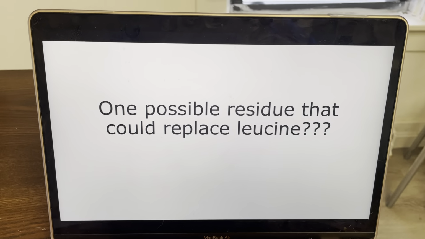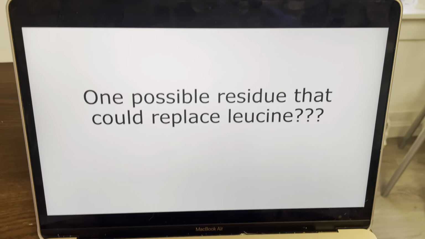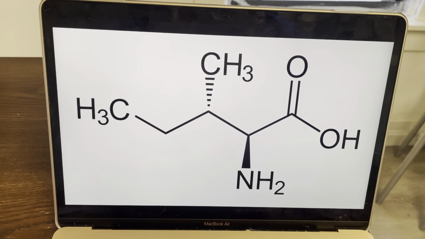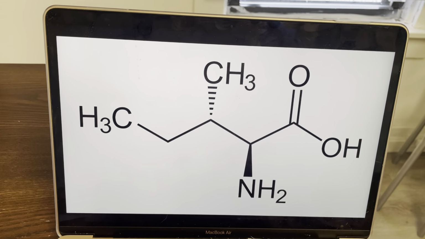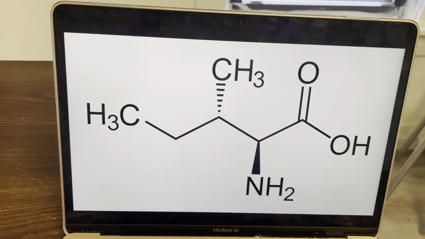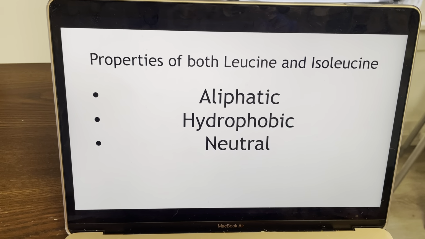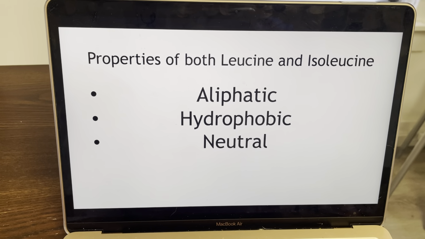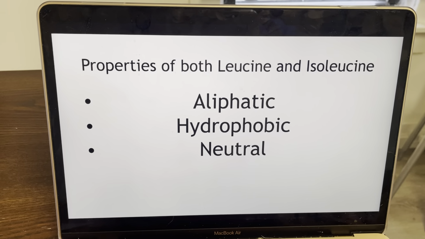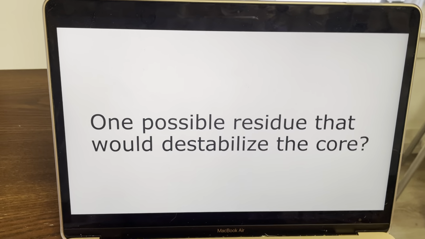So we were first asked for one possible residue that could replace this leucine. I found that isoleucine would be a good example of this. This is a residue that could replace leucine because it is equally as hydrophobic, with the same chain length and molecular mass. It also has similar properties. The one I didn't mention was the neutral charge and the aliphatic property, which just means that the carbon atoms form open chains and not aromatic rings.